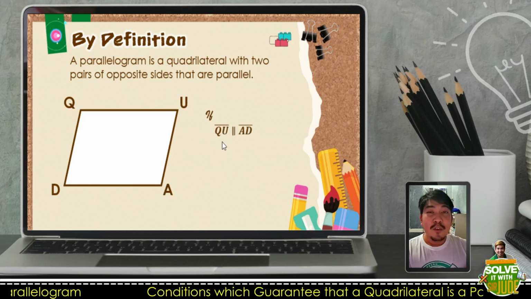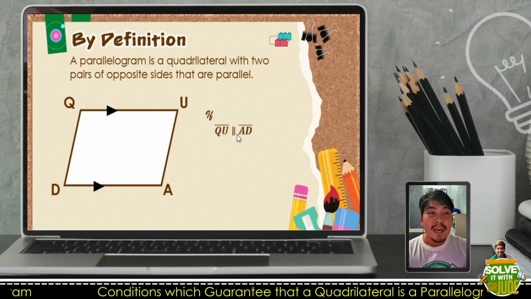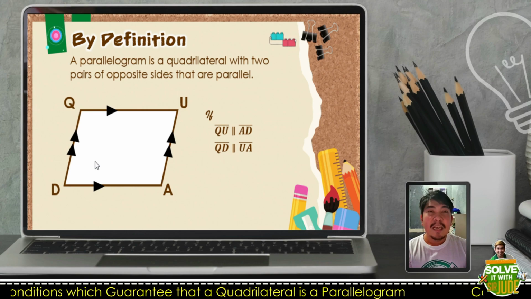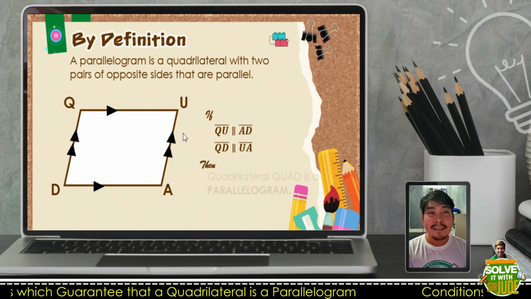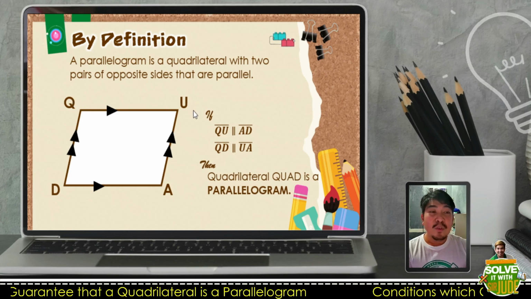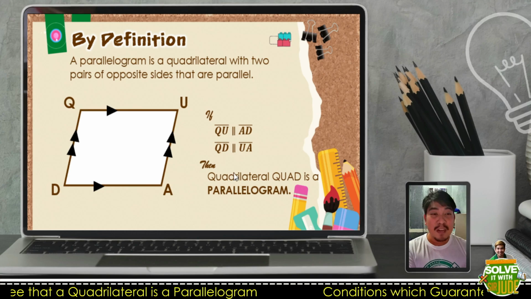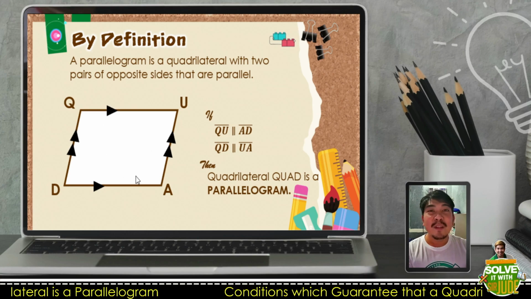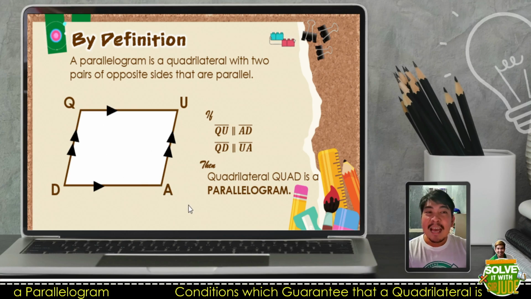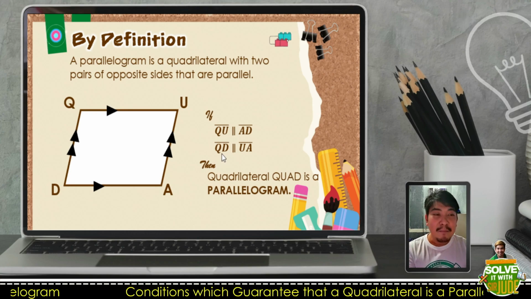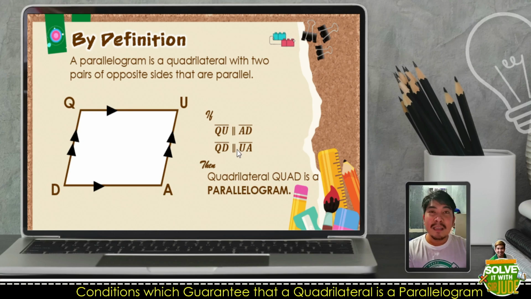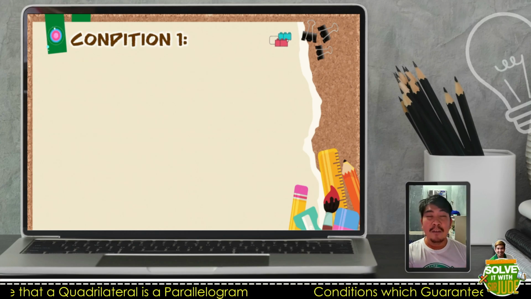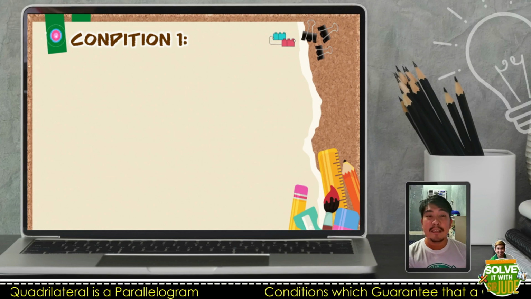Kapag si QU, segment QU, is parallel to segment AD, at the same time, segment QD is parallel to segment UA, we can say that the given quadrilateral or QUAD in this example is a parallelogram. So kapag ganito yung mga markings na inyong nakita sa isang figure, therefore, the given quadrilateral is a parallelogram. Again, that is by definition of a parallelogram. By the way, this symbol, yung dalawang patayong linya, is the symbol for parallel. So let us now have the conditions which guarantee that a quadrilateral is a parallelogram.